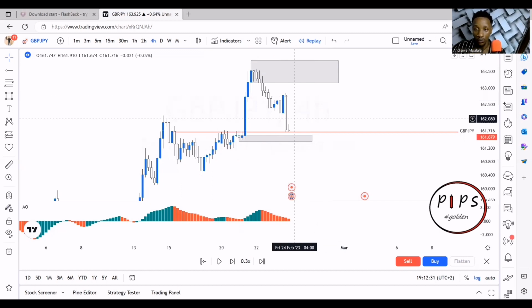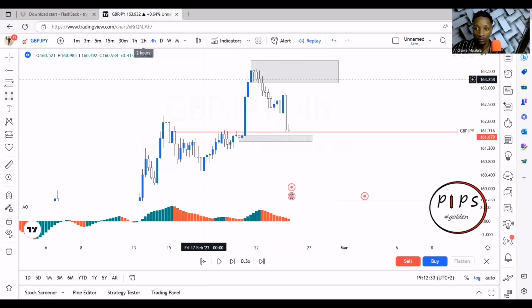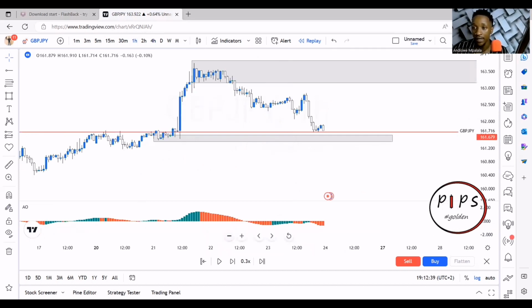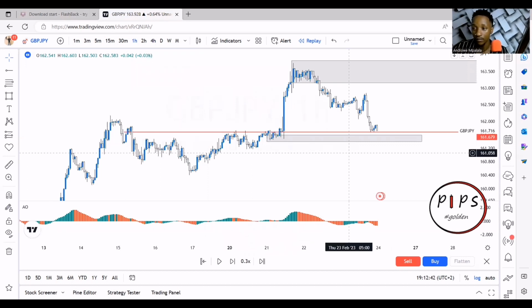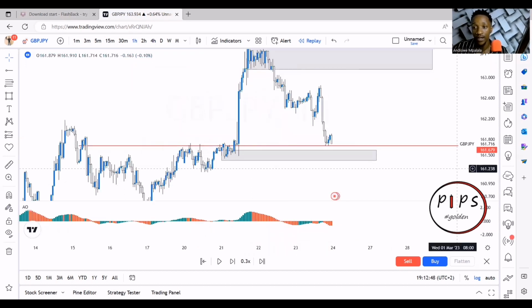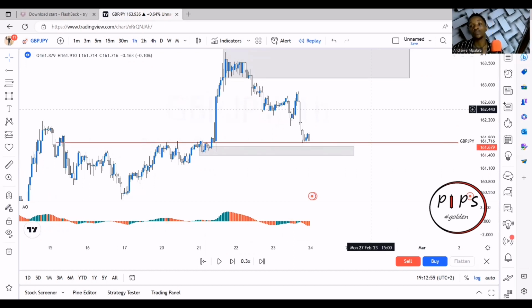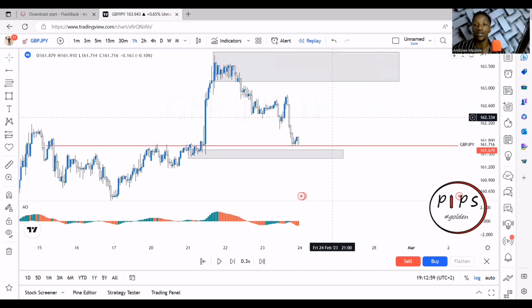Okay, so we go down to the 1 hour time frame and we're looking for reaction at these two key levels right here. We're looking for price to react. Once price reacts and gives us a proper pattern that indicates that price might be willing to go back up, then we are going to capitalize on that. So at this point in time, we're still looking for price to get to the zone.